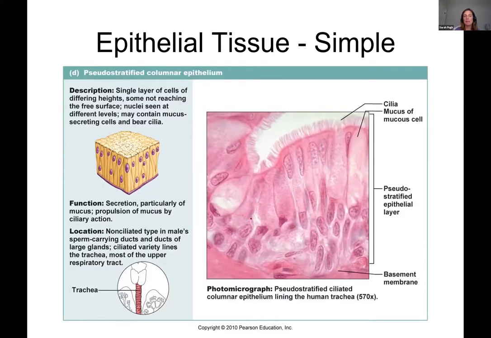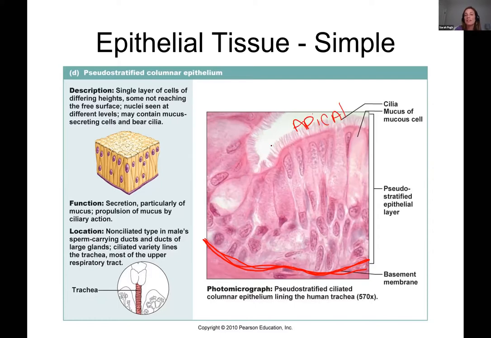So this is an image of that. So this is in the respiratory tract. And so what we're looking at here, I'm going to draw my line here. This is my basement membrane. So that's the basal surface. Okay, up here, that's that white part, that's our free surface. So this is the apical surface at the top.